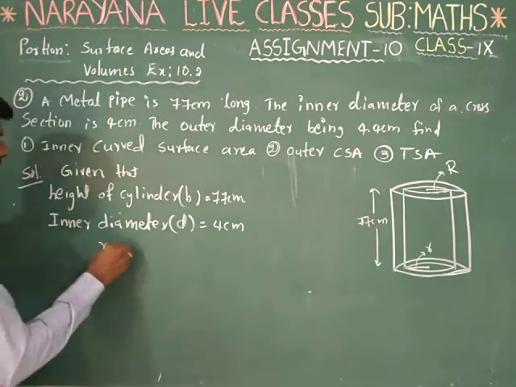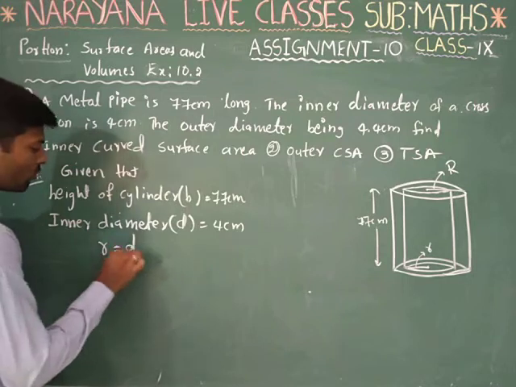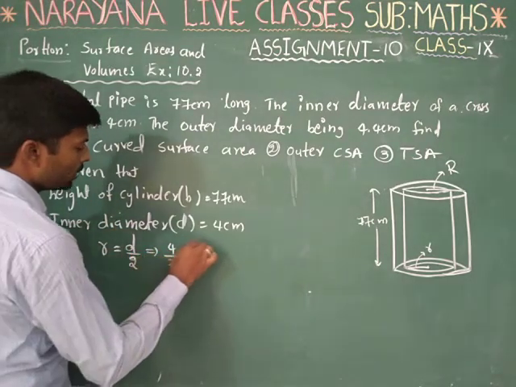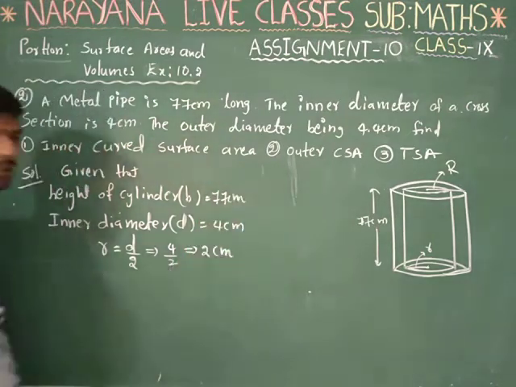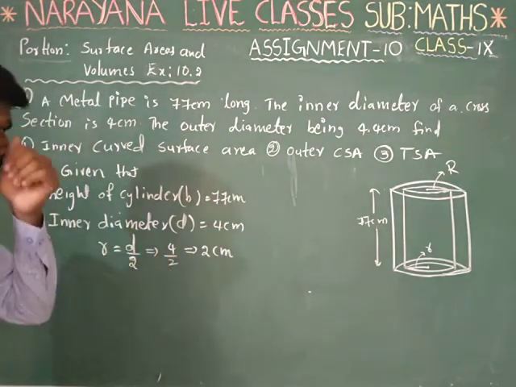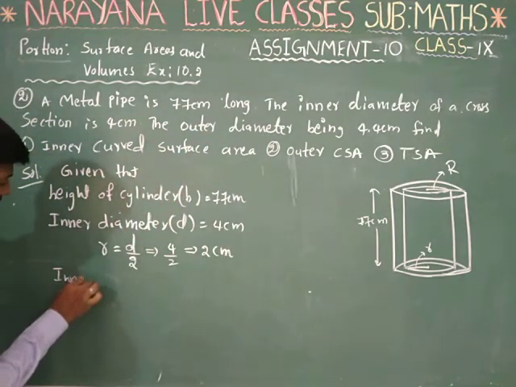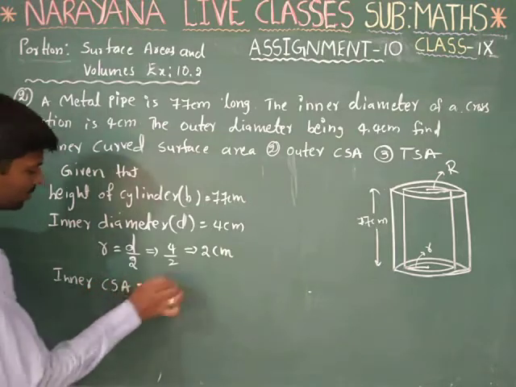So what is the inner radius? It will become half of the diameter, which is 4 by 2, so it can be taken as 2 centimeters. Similarly, how are we going to find the inner curved surface area? The inner curved surface area, inner CSA, that is called CSA.